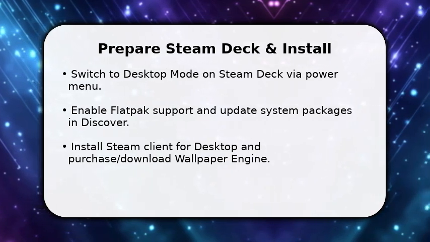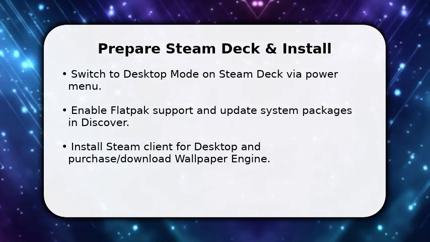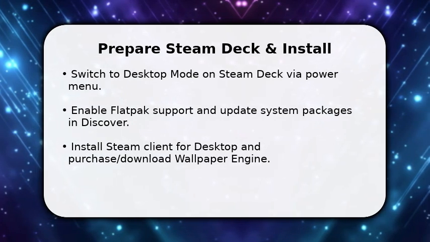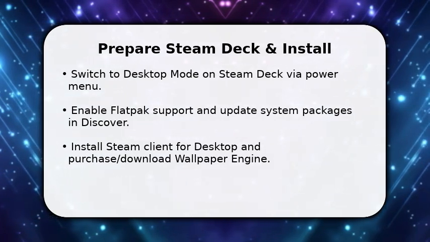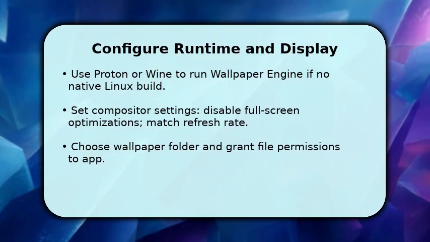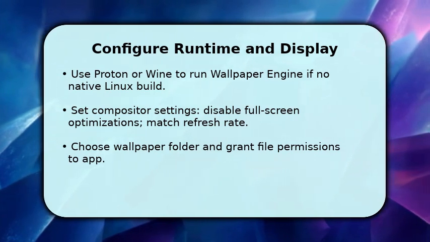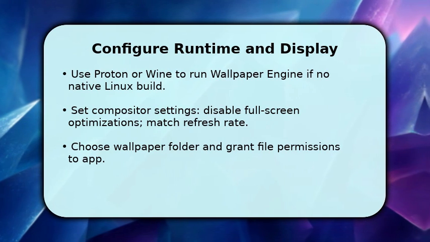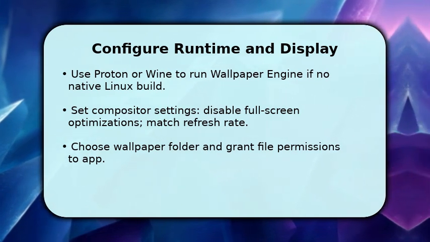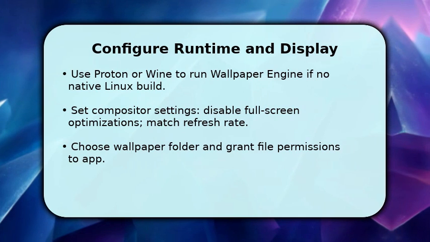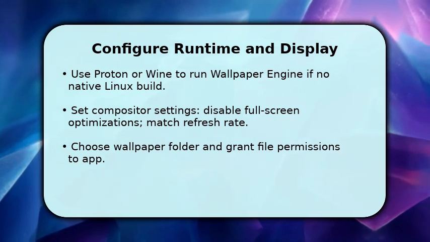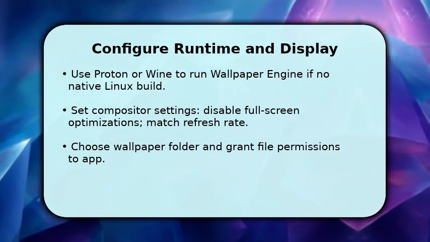Once done, you'll be ready to configure Wine or Proton if the native package requires it. Once Wallpaper Engine is installed, configure how it runs. Select a Proton version or set up Wine Proton GE to handle Windows builds, because compatibility makes the app stable. Open Wallpaper Engine settings and adjust compositor options to prevent tearing and match the deck's refresh rate.